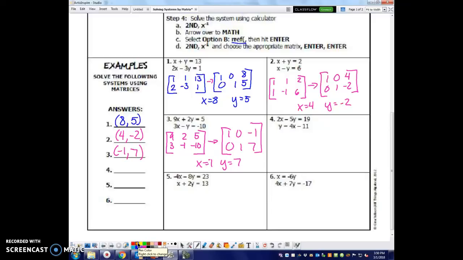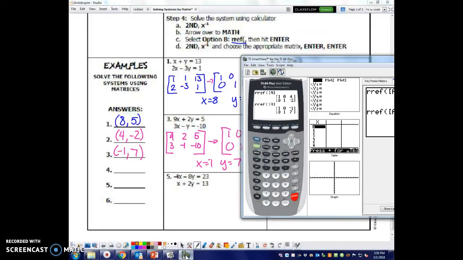Number 4, let's set it up. X, Y equals number. Uh-oh, we need to move this X over. When it moves over the equal sign, it becomes -4x plus Y equals -11. So this one's gone. So we have 2, -5, 19. And then we have -4, +1, -11. So here we go.